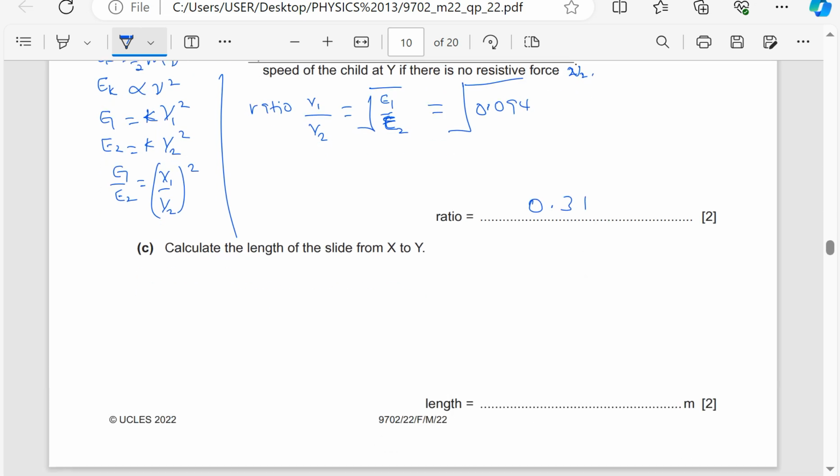Okay, so that is 0.31. Then calculate the length of the slide from X to Y. The length of the slide. So first of all, I need to find the work done against friction. The work done against resistance.